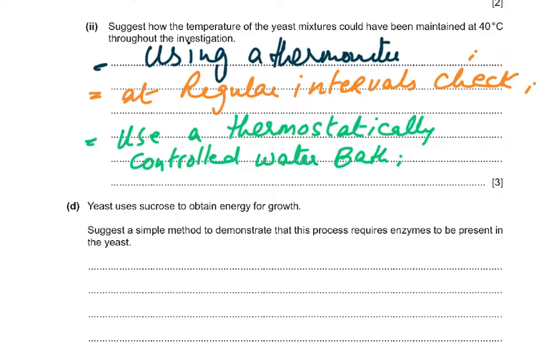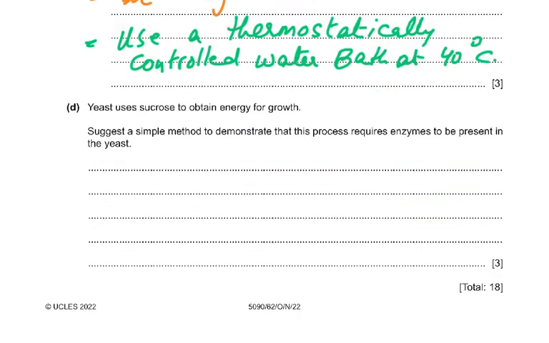Or you could have said a thermostatically controlled water bath, setting it at 40 degrees Celsius. So water bath at 40 degrees Celsius would get you a mark for that. Now coming to the last part of the question, D part, yeast uses sucrose to obtain energy for growth. Now if you look at the syllabus, this is respiration chapter, energy for growth. Suggest a simple method to demonstrate that the process required enzymes to be present in the yeast.